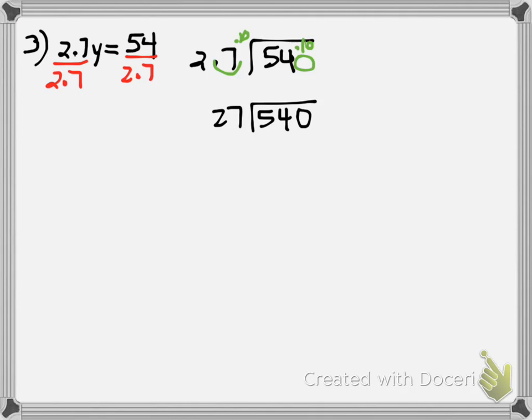Okay? So how many times does 27 go into 54? Goes in twice. And I line it up under the 4 of 54 because that's as far as I'm dividing into. It gives me exactly 54. But I have a leftover 0. How many times does 27 go into 0? 0 times. So what I get for an answer is y equals positive 20.